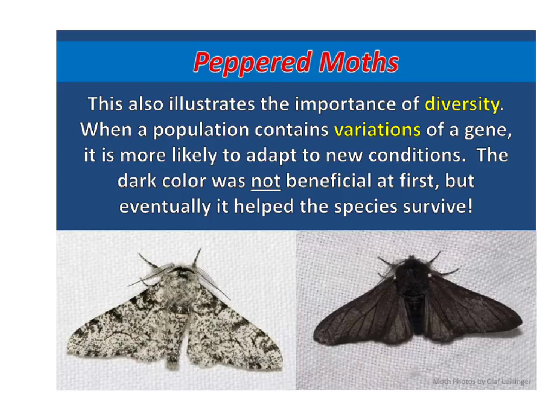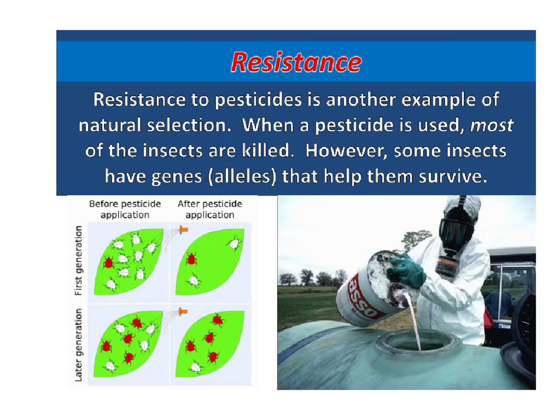This also illustrates the importance of diversity. When a population contains variations of a gene, it's more likely to adapt to new conditions. Okay, that's an important idea. The more variations in a population, the better they are to adapt to new conditions. So the dark color at first, during the original conditions, was not beneficial, but eventually the dark color actually helped the species to survive. So genetic diversity amongst a population is very, very important to natural selection.